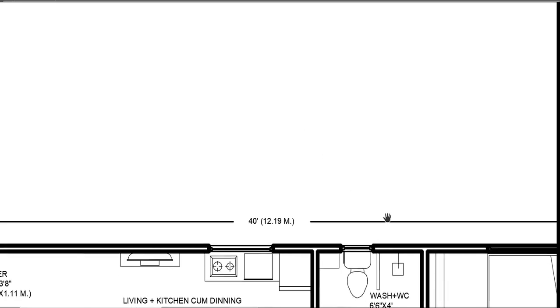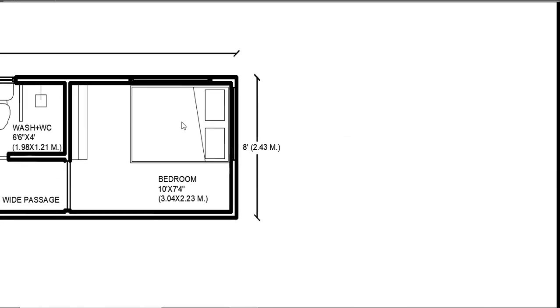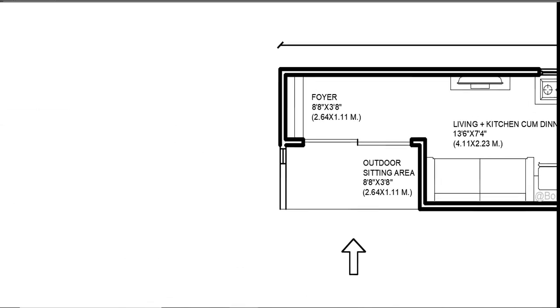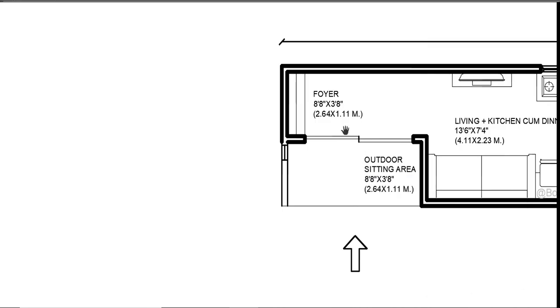So this is the floor plan of the house. There is a 40 feet shipping container. The total area I have taken is: the length is 40 feet, in meters 12.19 meters, and the width is 8 feet, in meters 2.43 meters. In the front we have an outdoor sitting area and a sliding door. After that we will go inside, so we have a foyer area and storage unit.